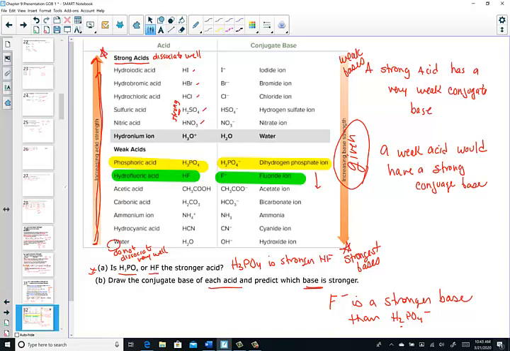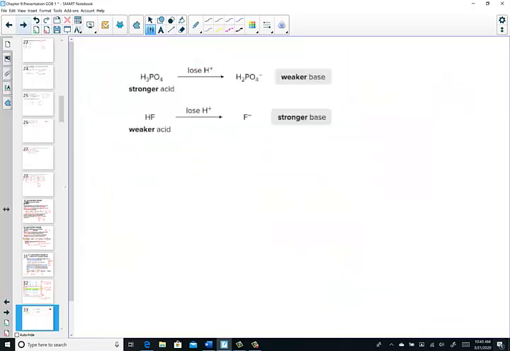Strongest acids, top left. Strongest bases, bottom right. And therefore, what that means, a stronger acid produces the weaker base. The weaker acid produces the stronger base. And this is what the direction of our chart shows us.